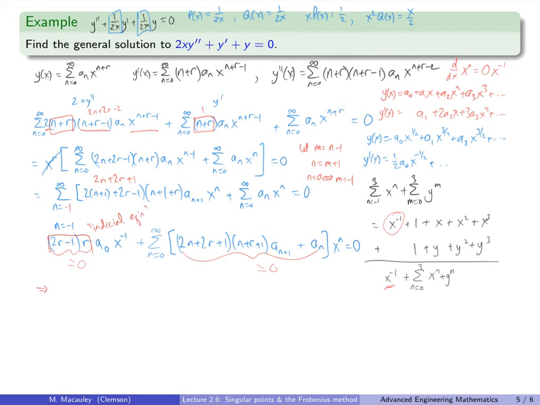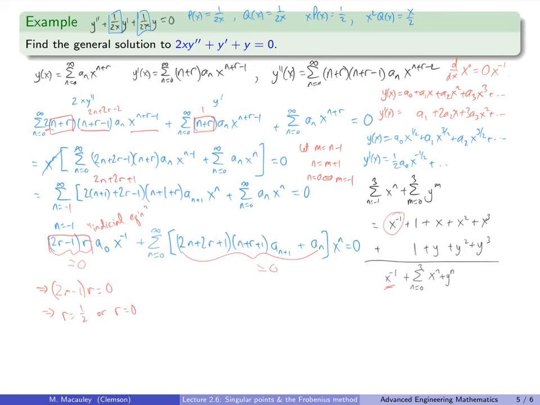So this tells us that 2r minus 1 times r equals 0. And so that tells us that r equals 1/2 or r equals 0. Tells us what r can be. R equals 0, that's a regular power series. R equals 1/2 is a generalized power series. So that's good. That tells us what r has to be.